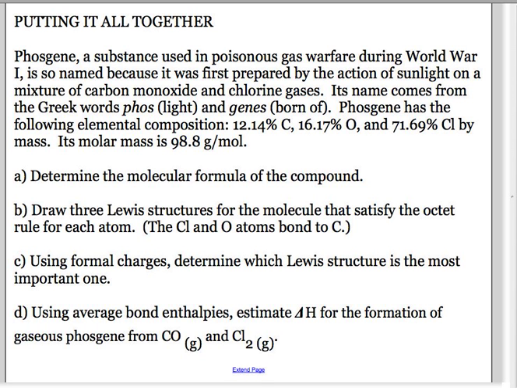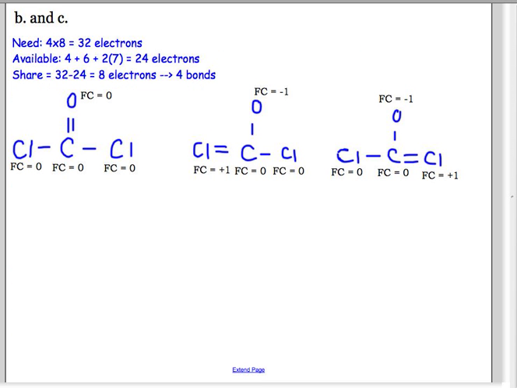Parts B and C we're going to do together. A lot of it I've done for you, but you should have drawn the 3 Lewis structures, and remember, you're showing all the possibilities. You may think you know the right one, but they're asking you to show all the possibilities. So I did my needs, available, share. I saw I was going to have 4 bonds, which meant that one of these had to have a double bond. They asked for 3 of them, so I showed the double bond in each of the different possibilities. It could be on the chlorine on the left, the chlorine on the right, or on the oxygen.